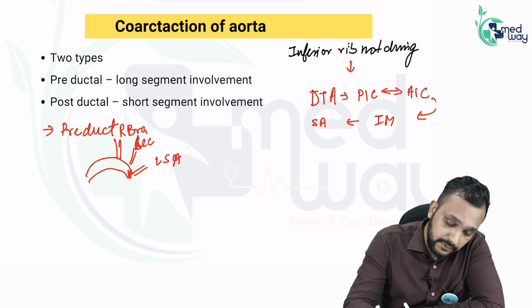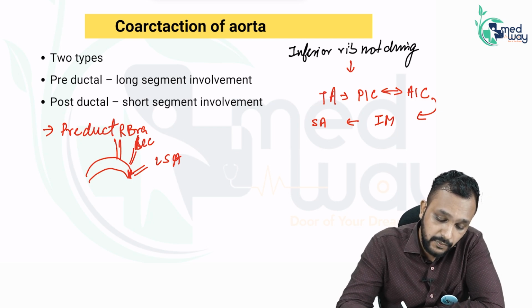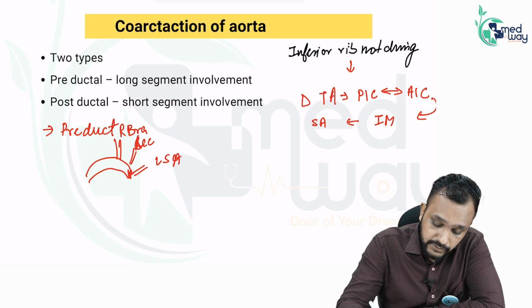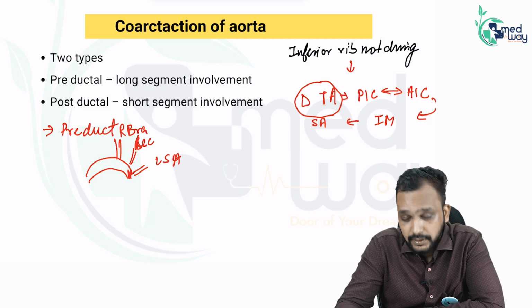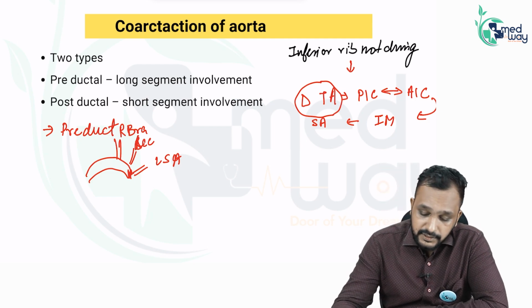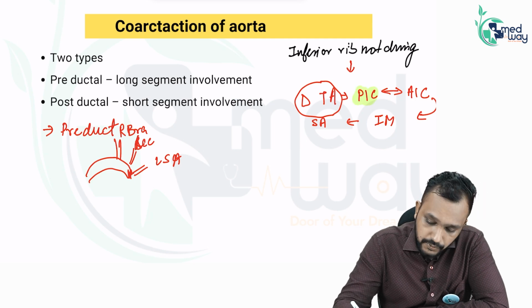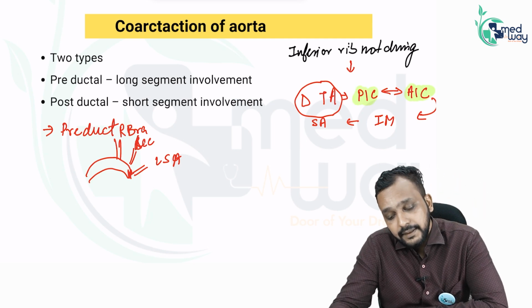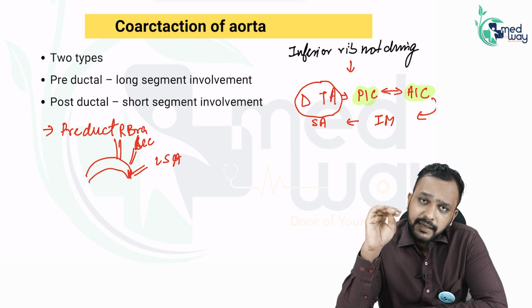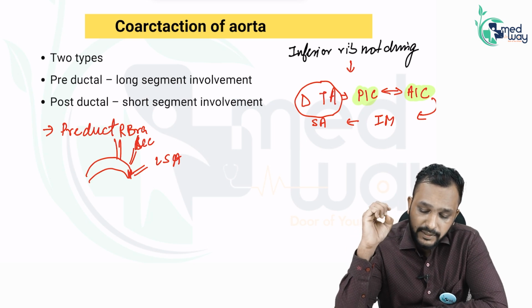Now, what happens? What is our body trying to do? In order to compensate for the decreased blood supply to the descending thoracic aorta because of the narrowed segment, collateral channels are forming between the posterior intercostal artery and anterior intercostal artery. These collaterals run along the inferior border of the rib.